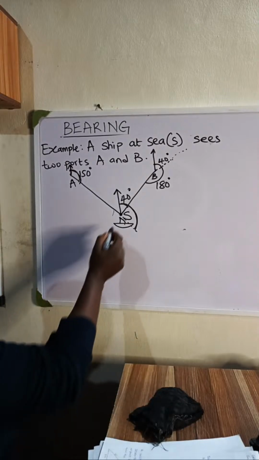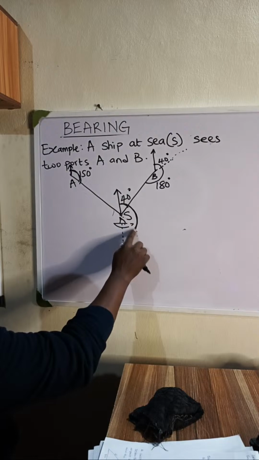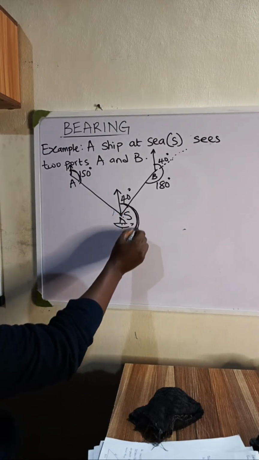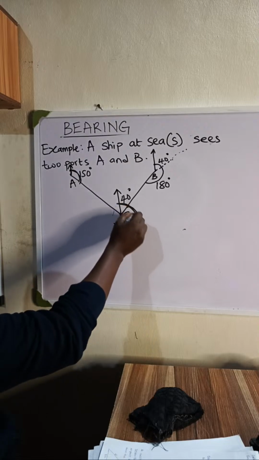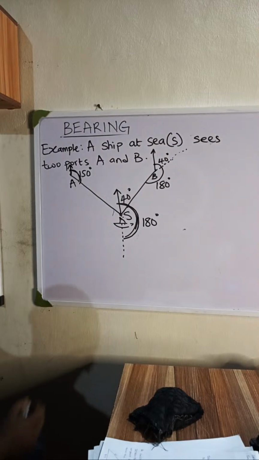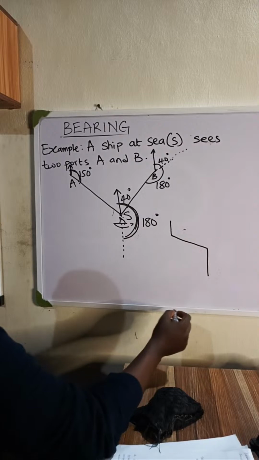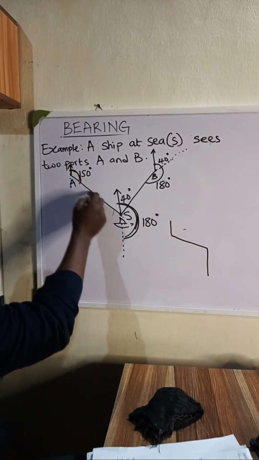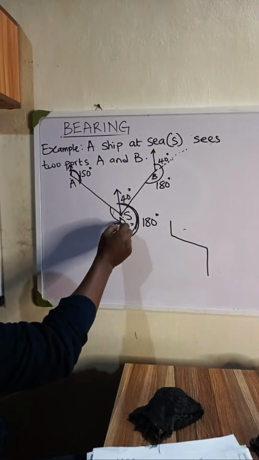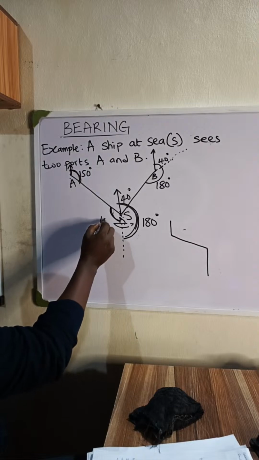So if we have a line going south, from north down to south is 180 degrees. But now you have an angle like this, which is this down here. That means this angle is equal to this angle. So if this is 150, this is also 150.